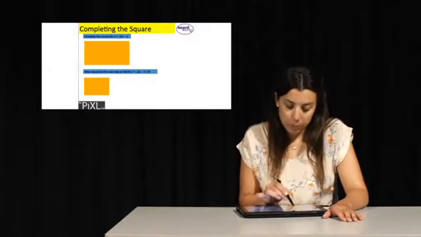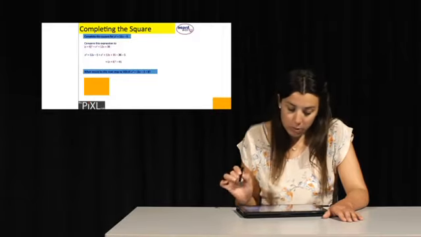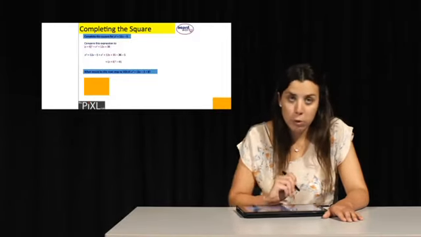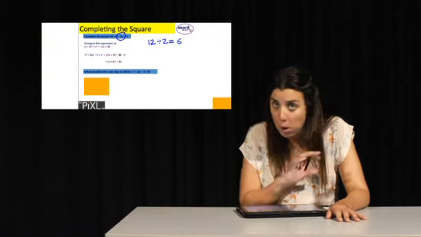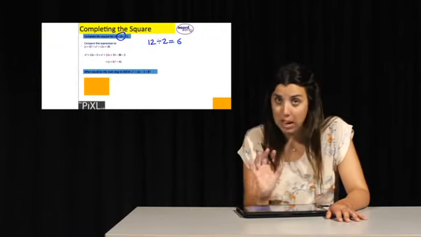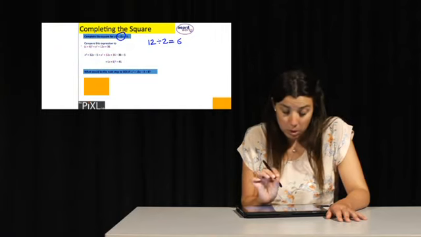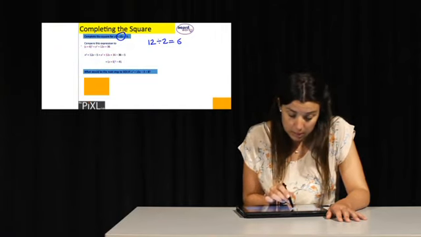Let's have a look at this question. If you look up on the screen here, I've revealed the working out. Let's go through it together. We have here, compare this expression to x plus 6. Our 6 came from taking our 12 and dividing by 2. We put that in the squared bracket with x. So we have x plus 6 all squared. Multiply out that bracket like we did before, and we get three terms. X squared plus 12x plus 36.